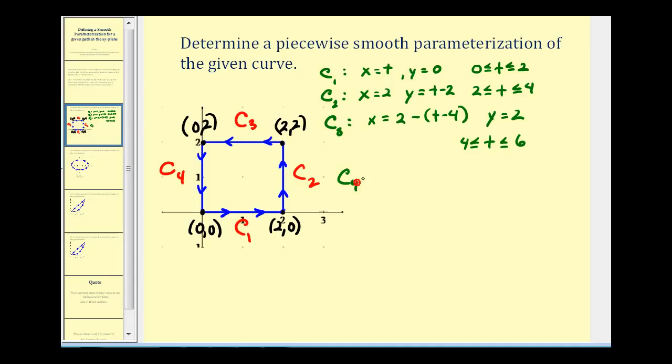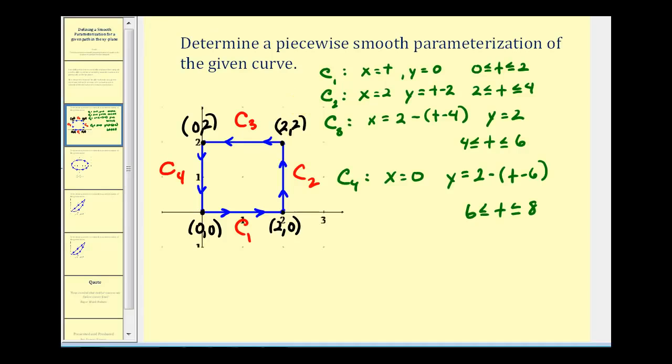Now for curve 4, we go from the point (0, 2) to the point (0, 0). x stays at 0. We need an equation for y, but t has to start at 6. So very similar to what we did up here. y starts at 2, and now we're going to subtract. Instead of just t, we'll have to have t minus 6. When t is 6, we'd have 2 minus 0. When t is 7, we'd have 2 minus 1, so we stop at t equals 8.